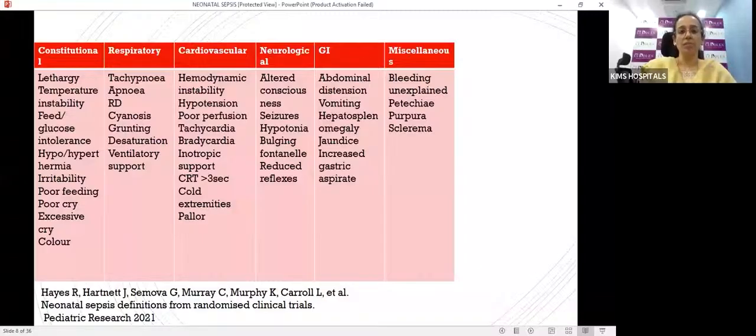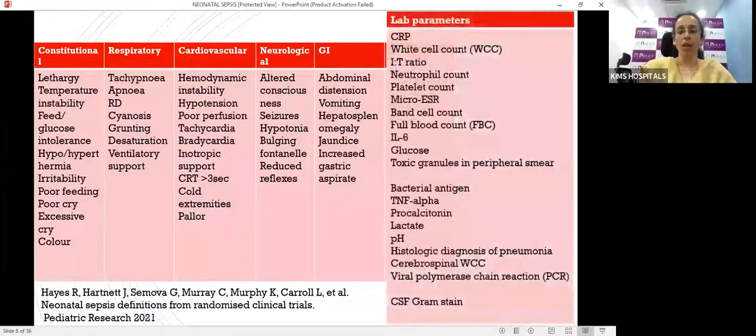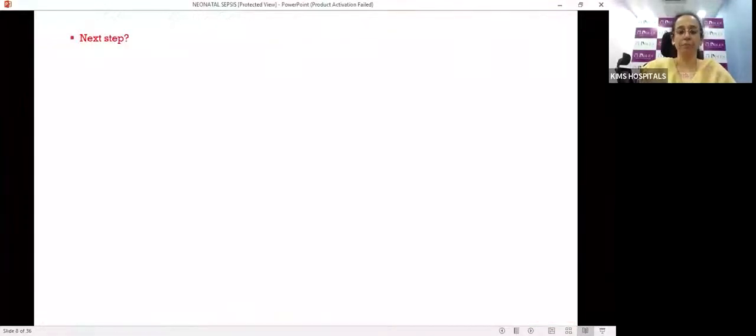So any baby can present with one or multiple of the above factors, which may be non-specific for sepsis, and which can also be seen in other sepsis-like conditions. The corresponding lab parameters are CRP, WBC count, IT ratio, neutrophil count, platelet count, micro ESR, band cell count, full blood count, IL-6, glucose, and toxic granules in the peripheral smear. And other variables being lactate and pH are also taken into account in the regular day-to-day decision making for initiation of antibiotics for neonatal sepsis.